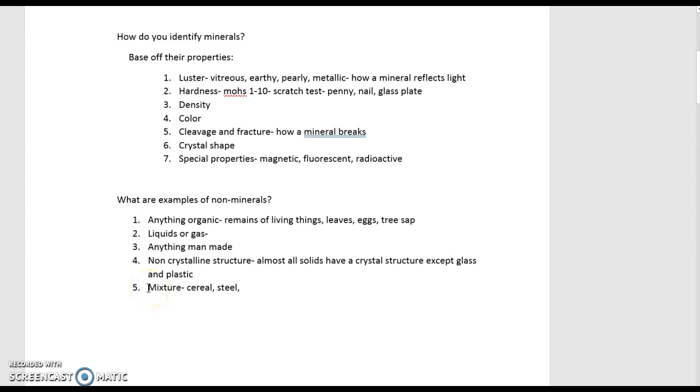So the last one was definite chemical composition. We said minerals are elements or compounds. So that means anything that's a mixture can't be a mineral. Minerals are pure substances, meaning element or compound. Most substances, boys and girls, are mixtures. So cereal, steel, plastic is a mixture, nail polish. A lot of these things are mixtures of different compounds, all put together. That's what a mixture is. Okay.